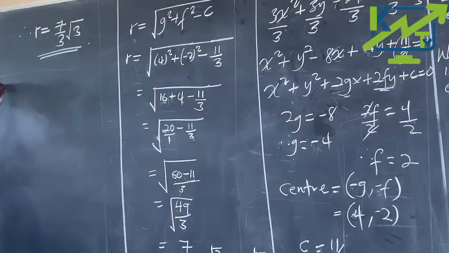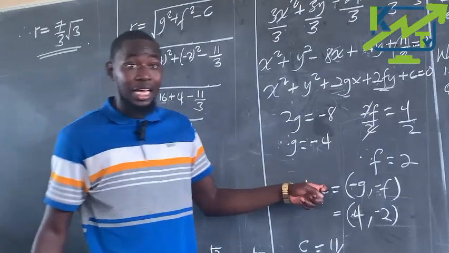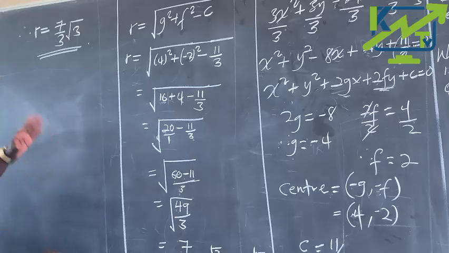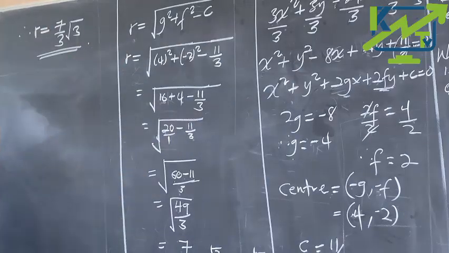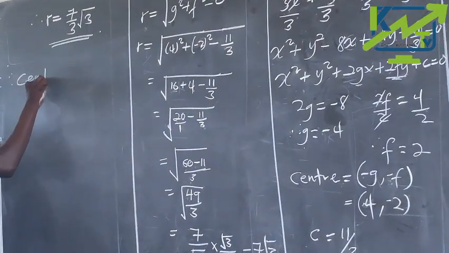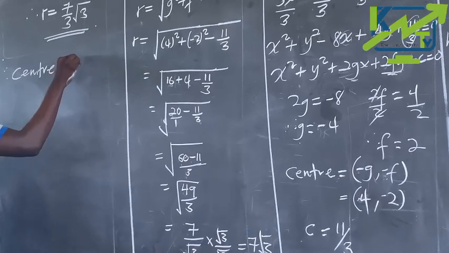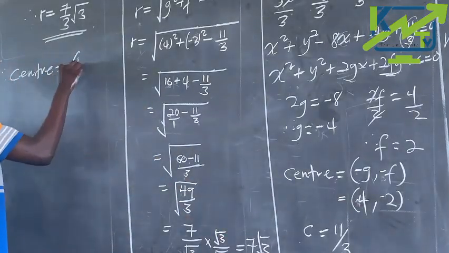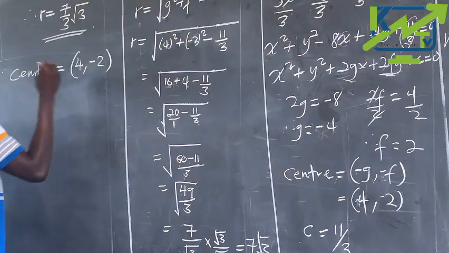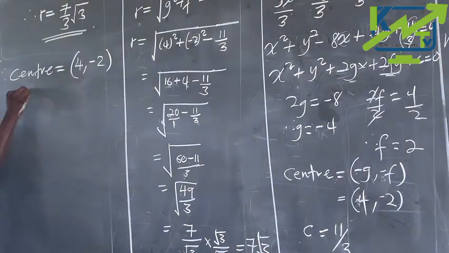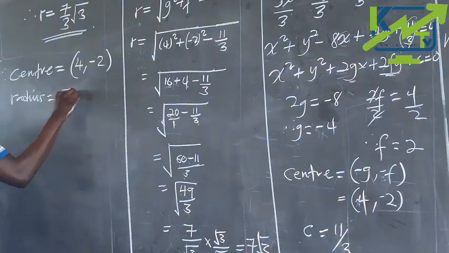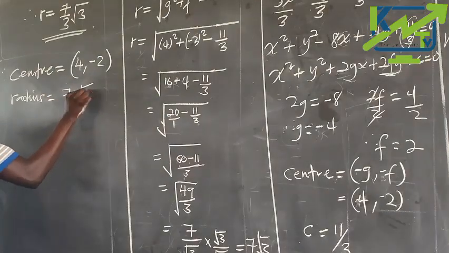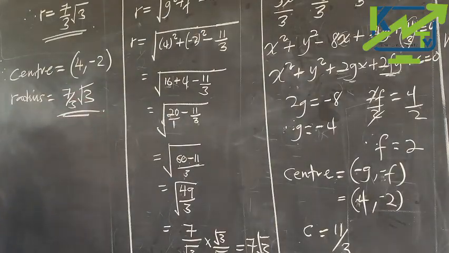So now you can say therefore, the question asks you to find the center and the radius of the circle. After solving everything now, you can say therefore, the center is going to be equal to, we have already found our center, we get 4 and negative 2, and the radius is what? Our radius is 7 root 3 over 3. So this is our final answer.